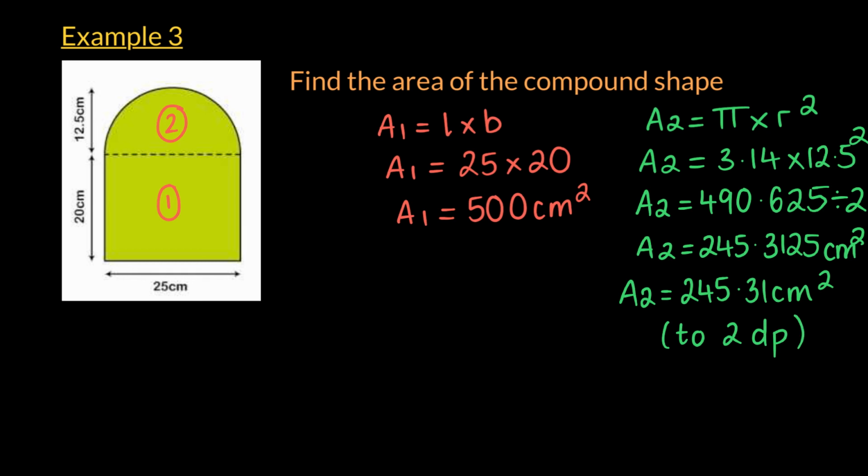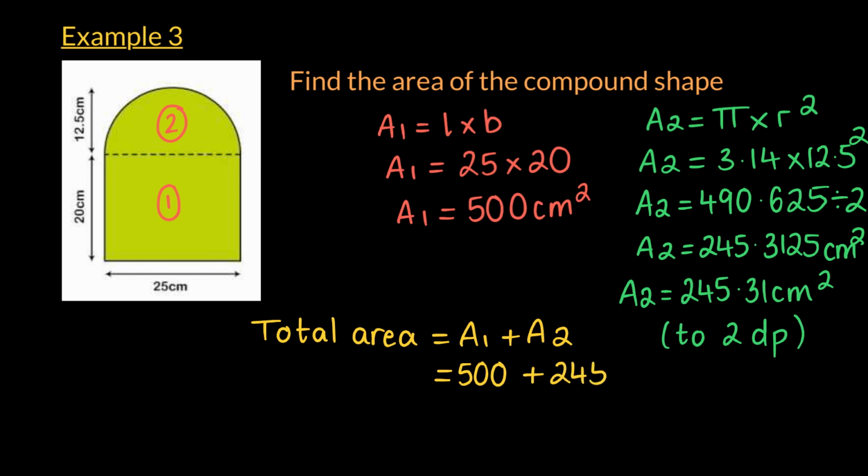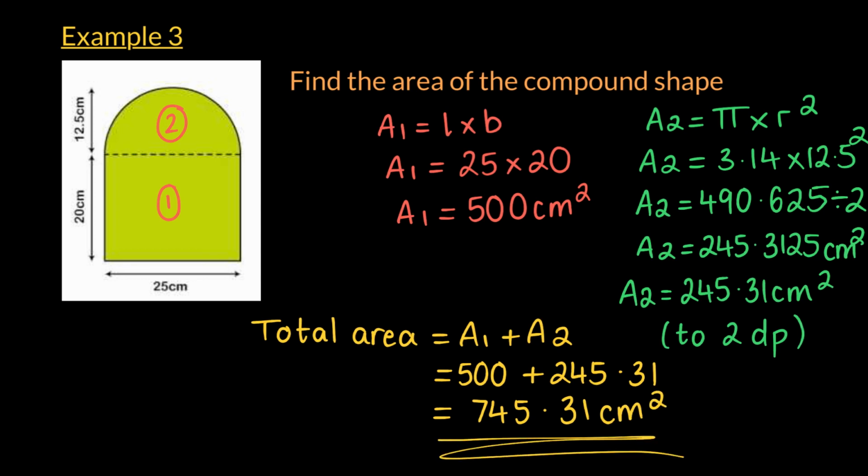So the total area of this compound shape is just what you get when you take area 1 and add it on to area 2. So we're saying 500 plus 245.31, which is 745.31 square centimetres.